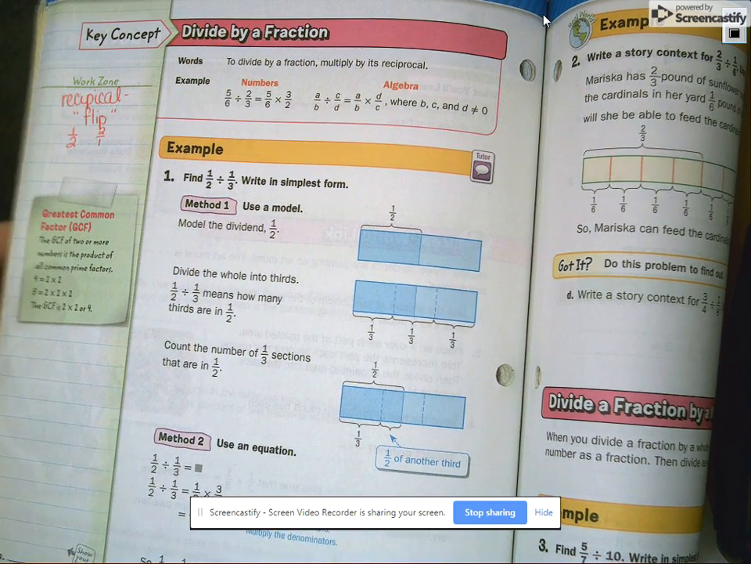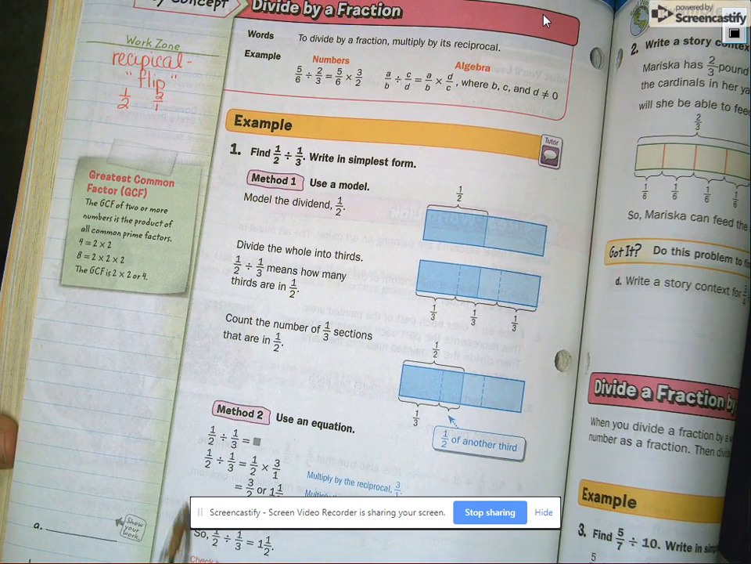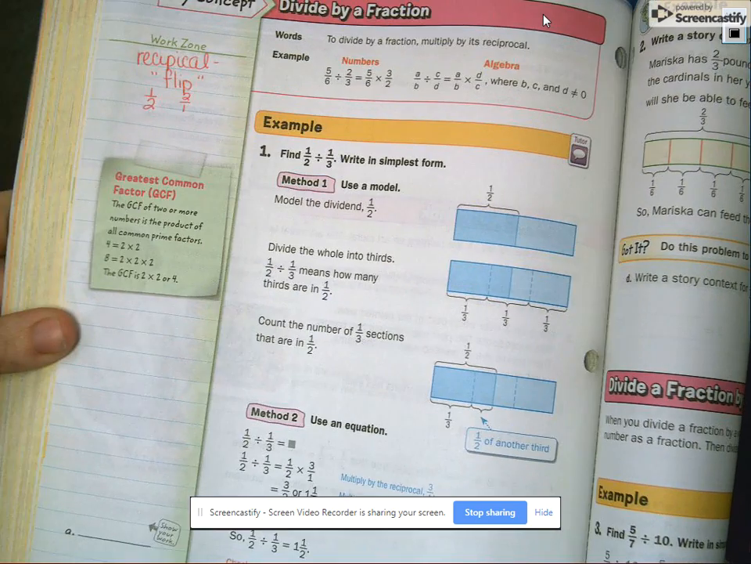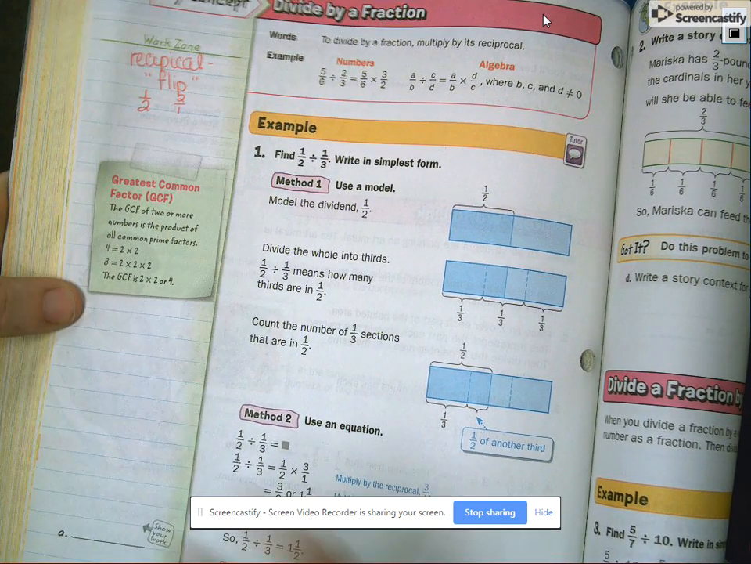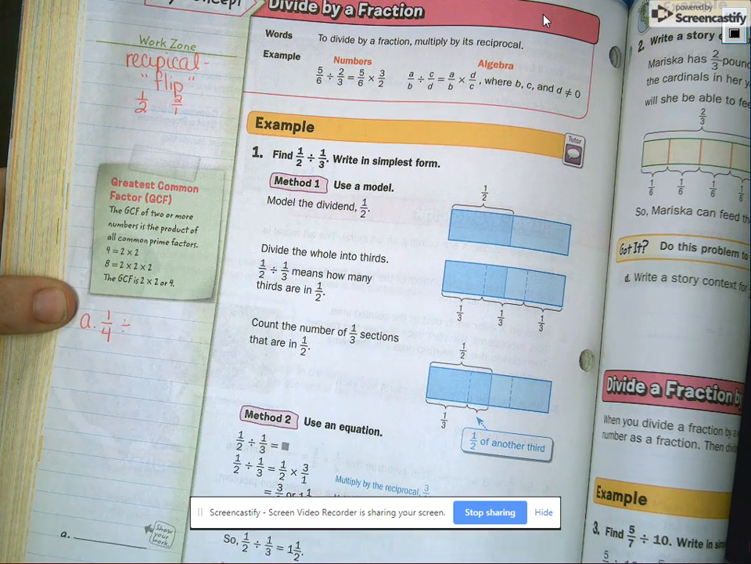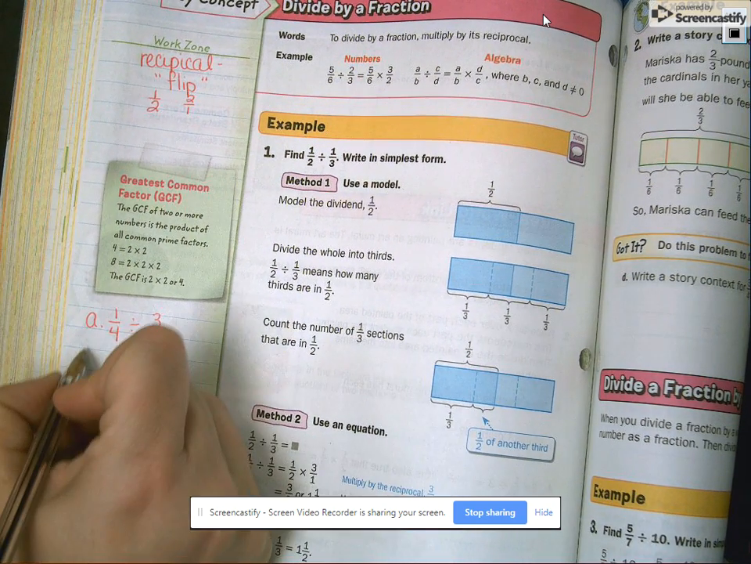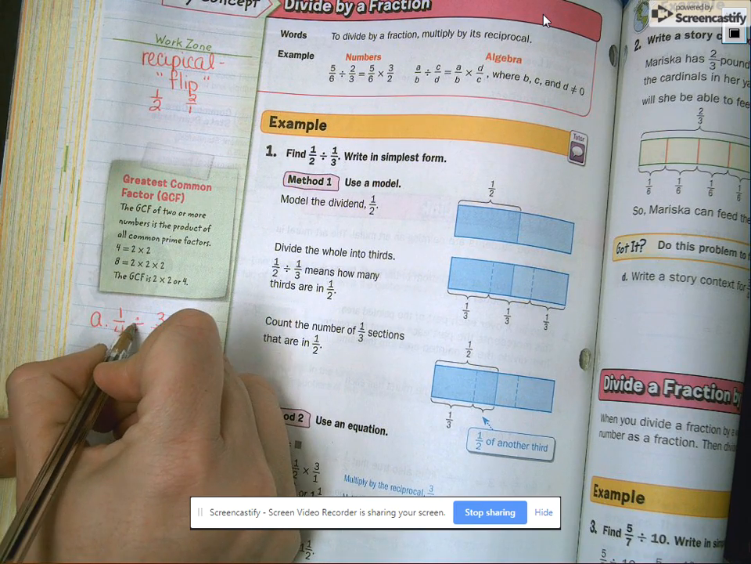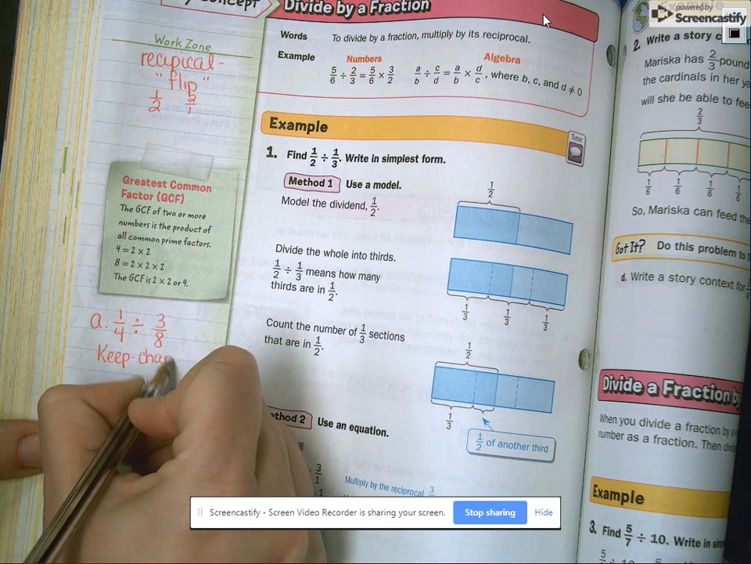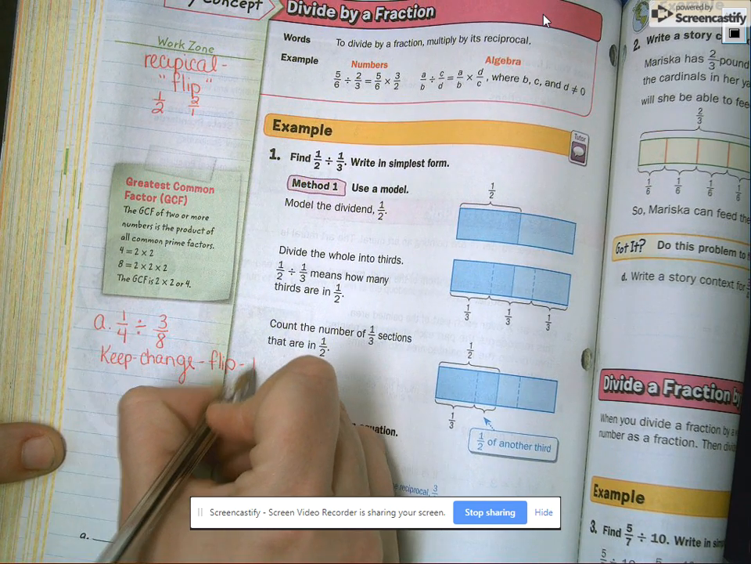Okay, if we look at method 2 down here, here's an example that you can look at home. Let's work one together. We have A here. A is 1/4 divided by 3/8. When I divide two fractions, I want you to think of keep, change, and flip, or reciprocal.